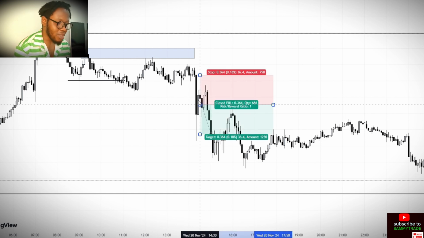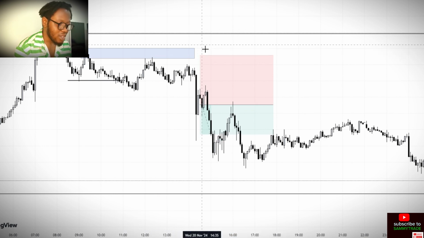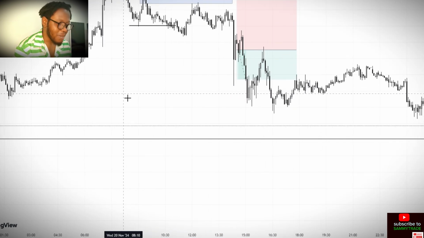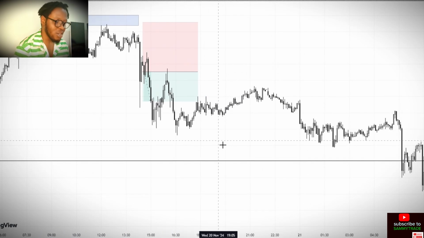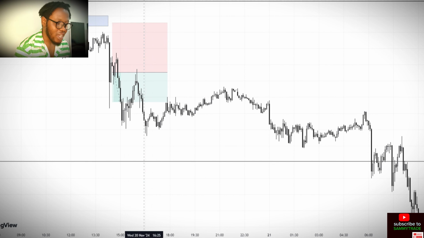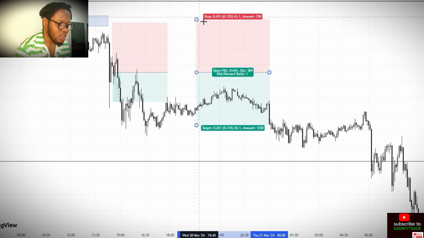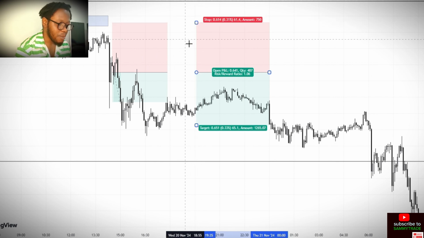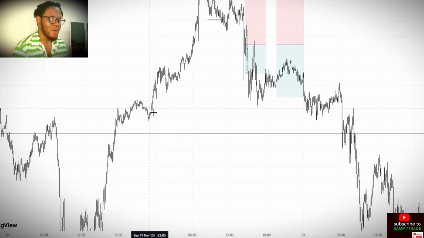All right, so I entered immediately at this point, and my stop loss was right here at this mitigation block, and my take profit. Remember, guys, I entered this trade two times, so it was just like this. I entered at the same point, my stop loss at the same point, but my take profit was not at the same point, guys. I was targeting something bigger.